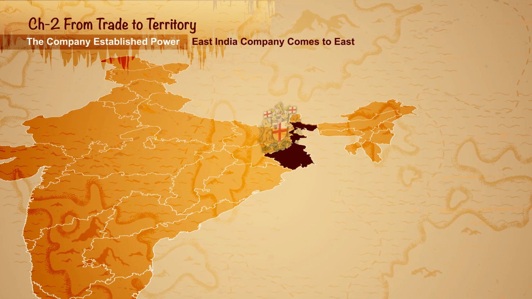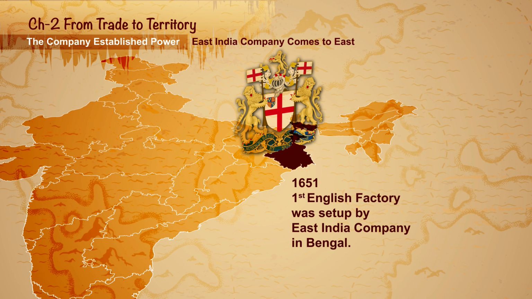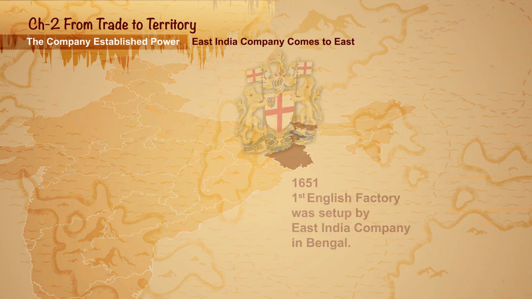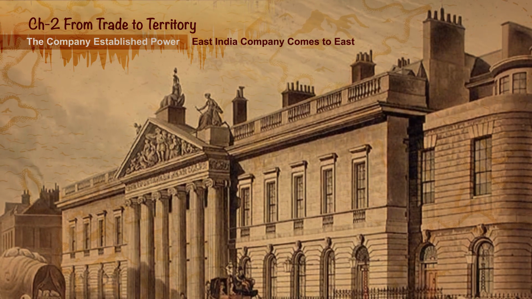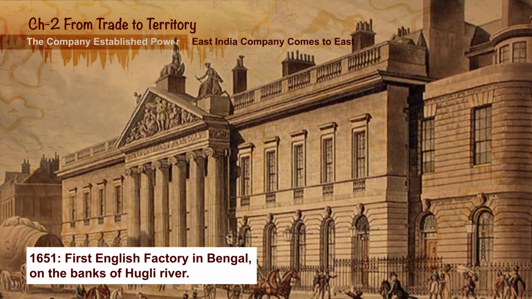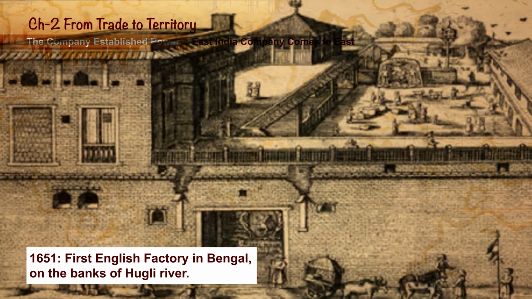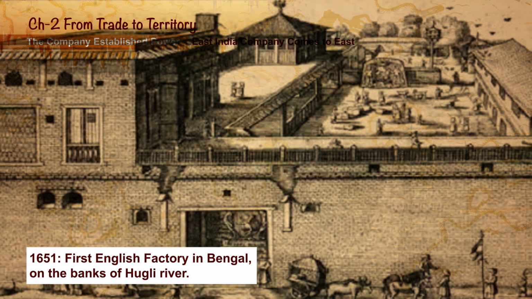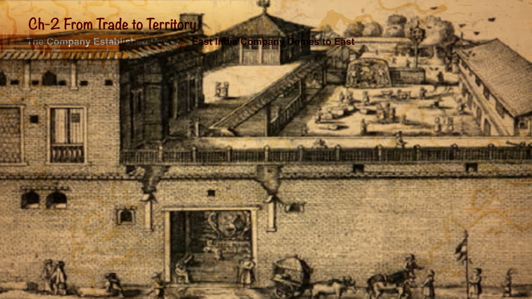East India Company begins trade in Bengal. After researching thoroughly, East India Company set up its first English factory in Bengal, on the banks of the Hooghly River in 1651. The factory had a warehouse to store goods for exporting, and an office for the officials.